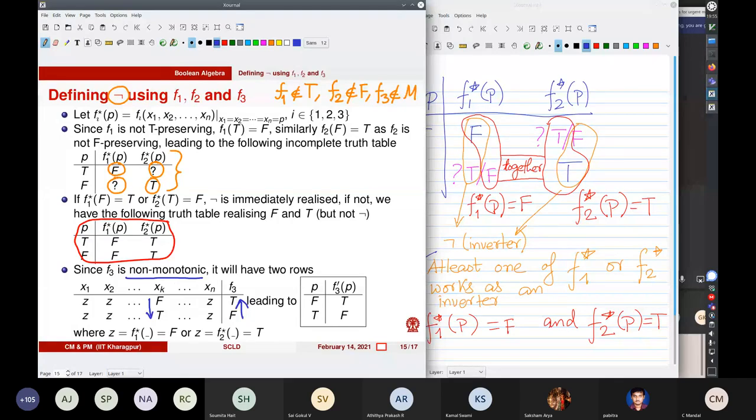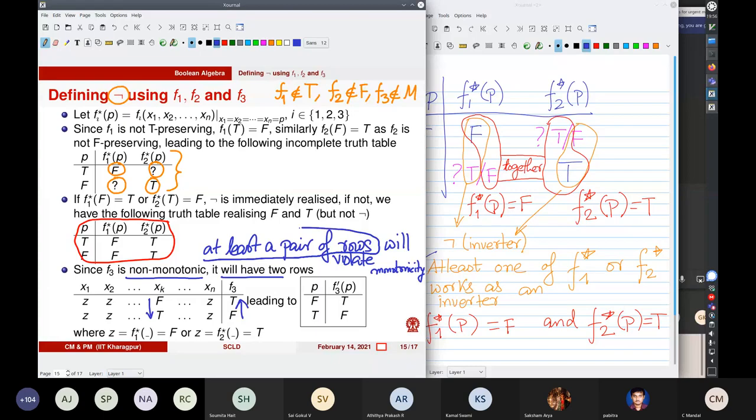So at least a pair of rows will violate monotonicity. At least a pair of rows will violate monotonicity. This is very important. Not all rows have to violate, but at least a pair of rows will violate. All pairs don't have to violate. Alright, so now you have this situation, right?